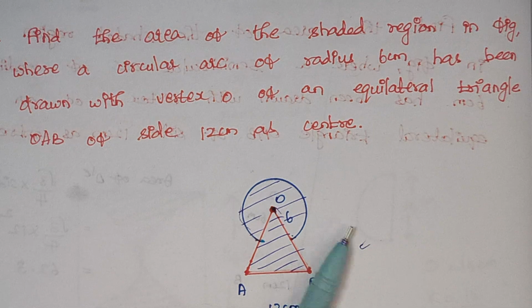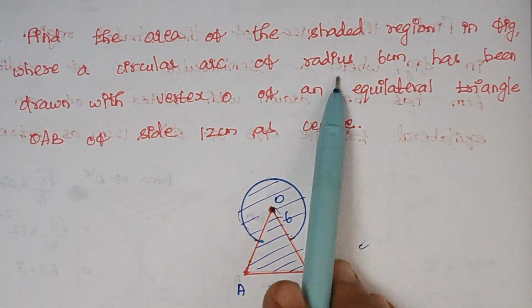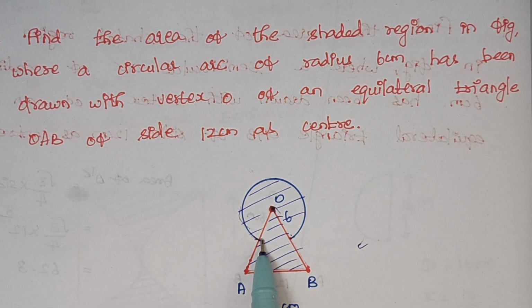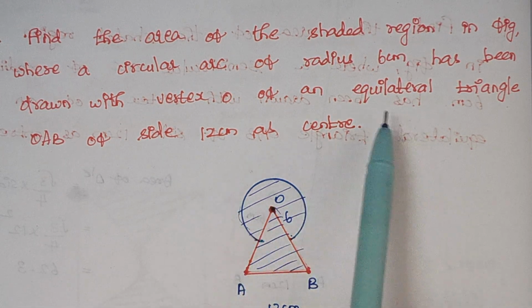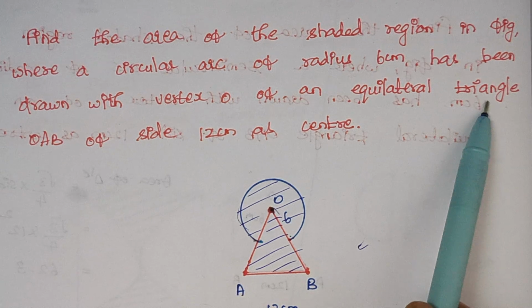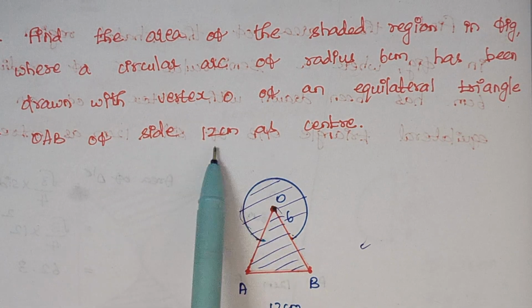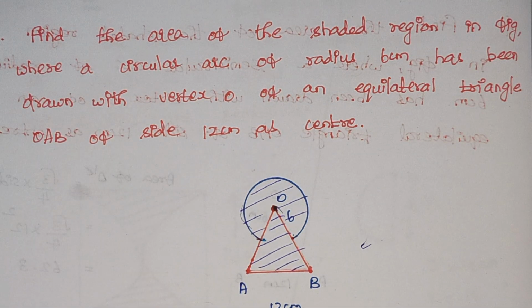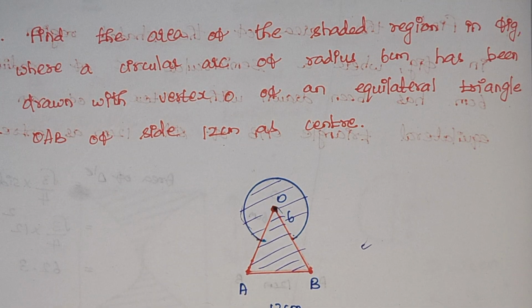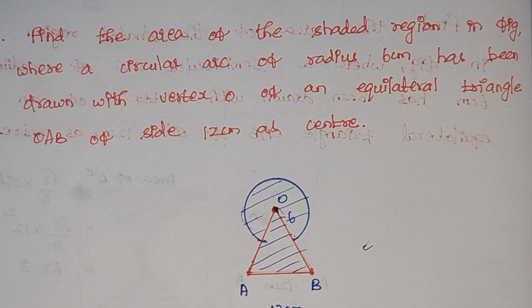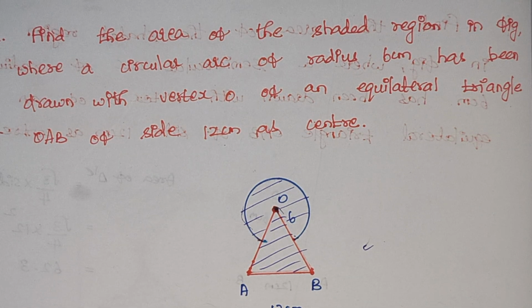So here the radius of the circle is clearly mentioned as 6. So obviously this is the radius, right? And here we are given an equilateral triangle, whose side is 12 centimeter. So what is an equilateral triangle? A triangle whose all three sides are equal. Right, when a triangle has equal values in all three sides, then it is known as an equilateral triangle.